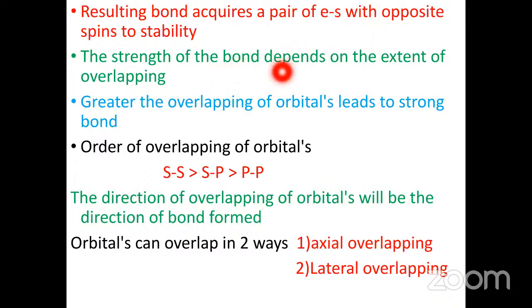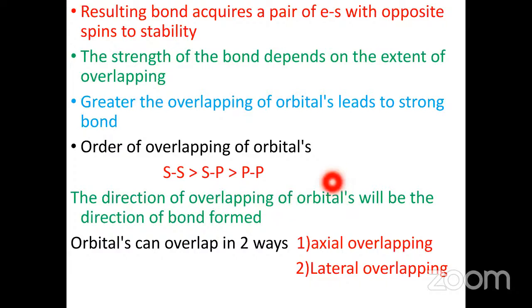The strength of the bond depends on the extent of overlapping. Greater the overlapping of orbitals, the stronger the bond. The order of overlap is: ss overlap is greater than sp overlap, and sp overlap is greater than pp overlap. The direction of overlapping of orbitals will be the direction of the bond formed.